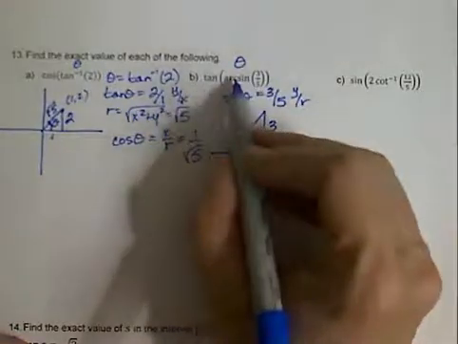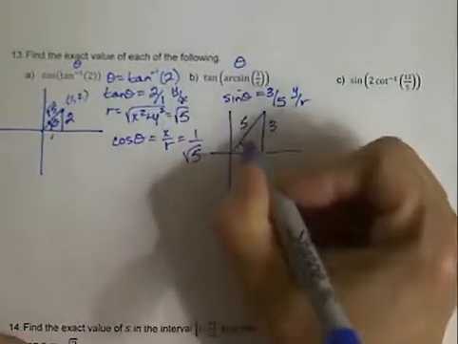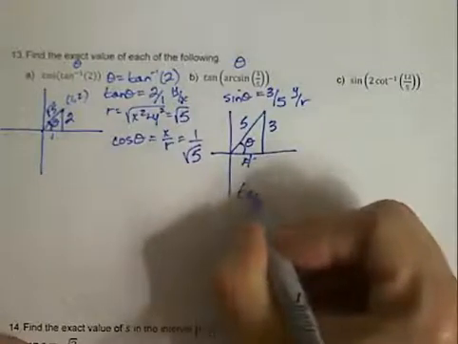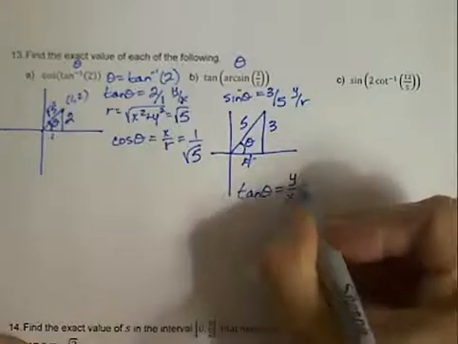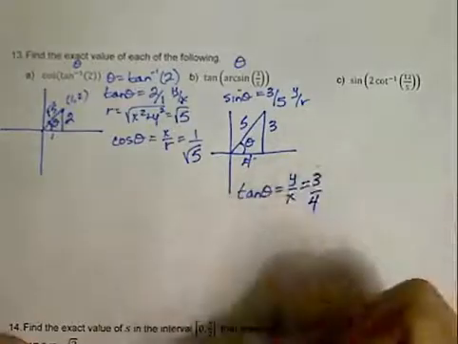Now what we're looking for is the tangent of theta. Here's our angle theta right here. The tangent of theta would be y over x, which would be 3 over 4.